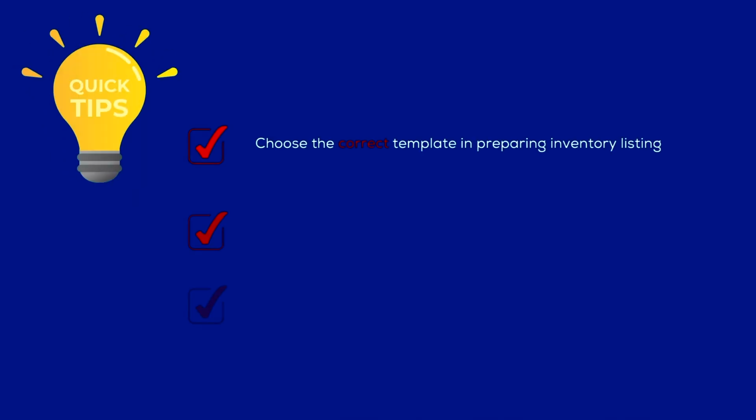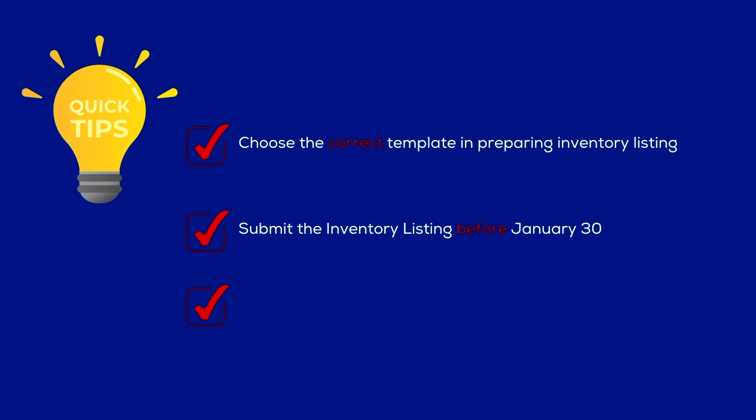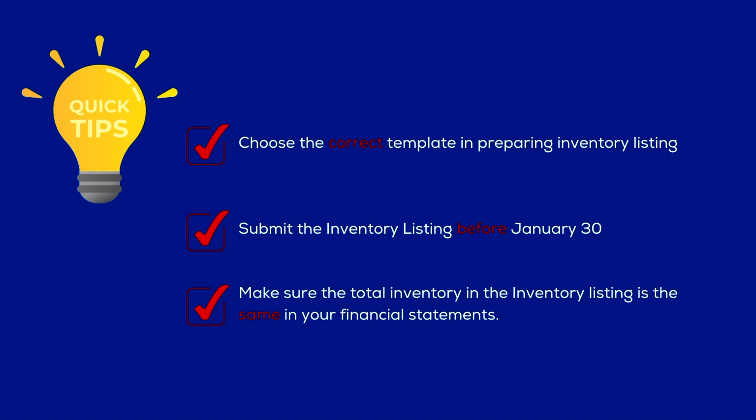Tips. 1. Make sure to use the suitable templates before submitting them to the BIR. If you submit the inventory listing in the wrong format, it will be considered as not received by the RDO. 2. Prepare the inventory listing before the deadline. You can start preparing it as soon as you prepare the financial statements. Ensure that the amount of inventory in the inventory listing is the same as the amount of ending inventory presented in your financial statements.